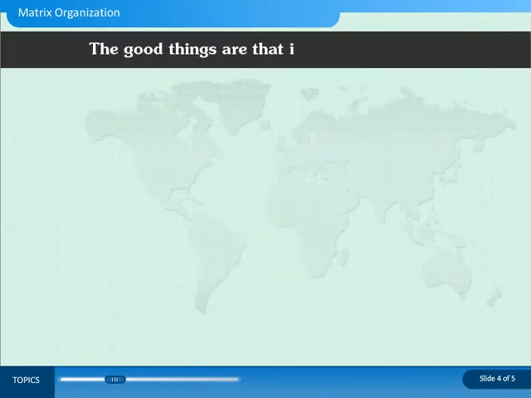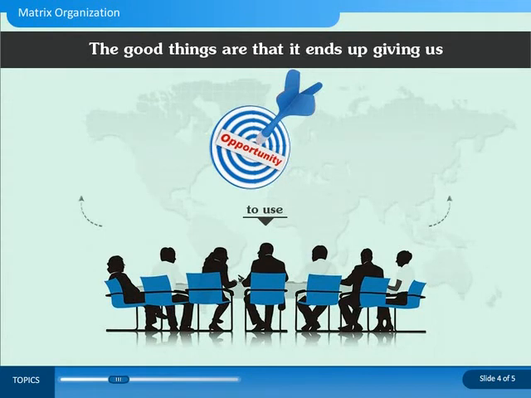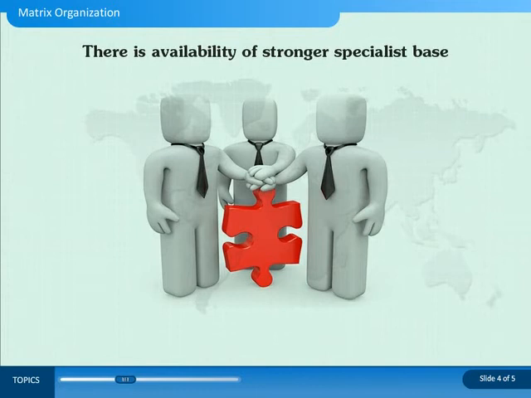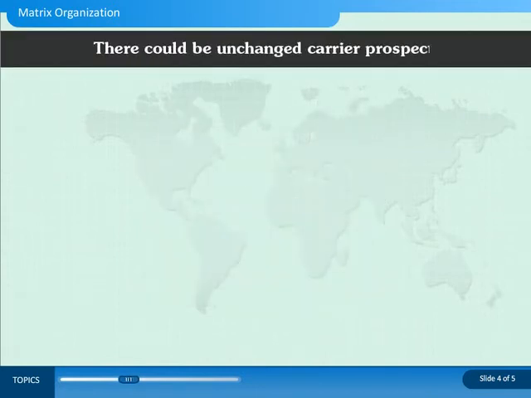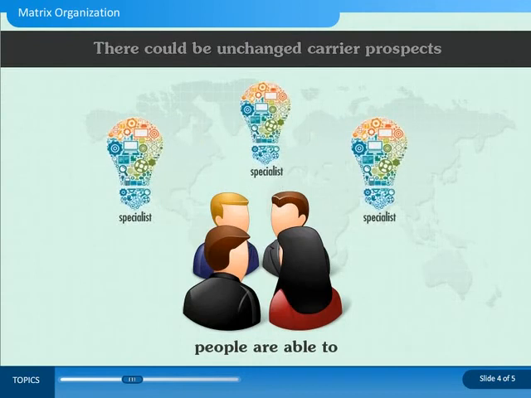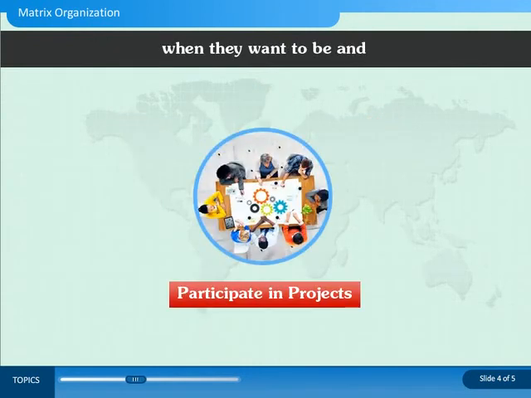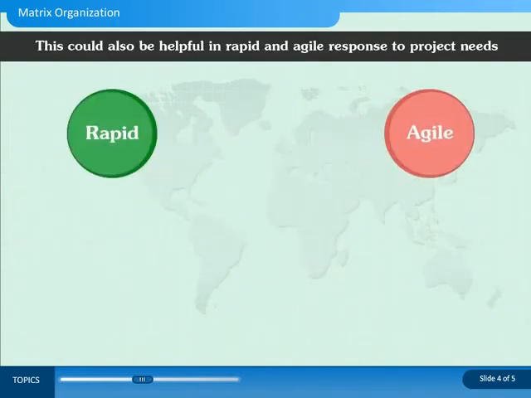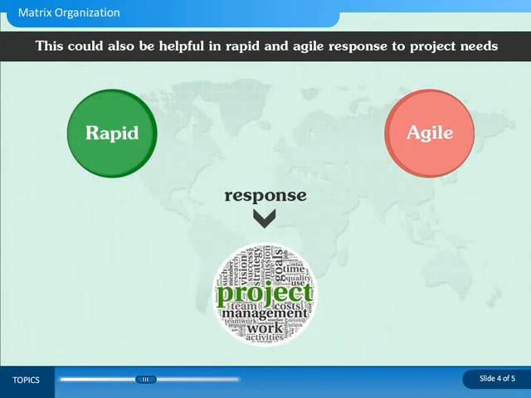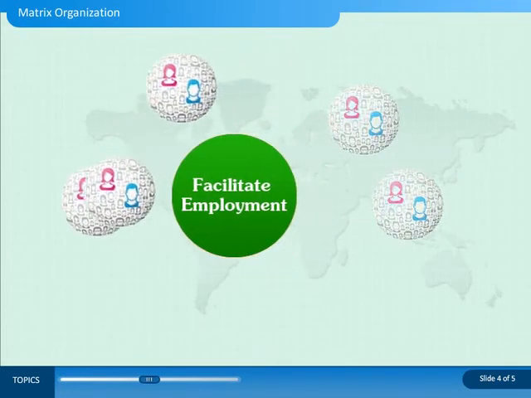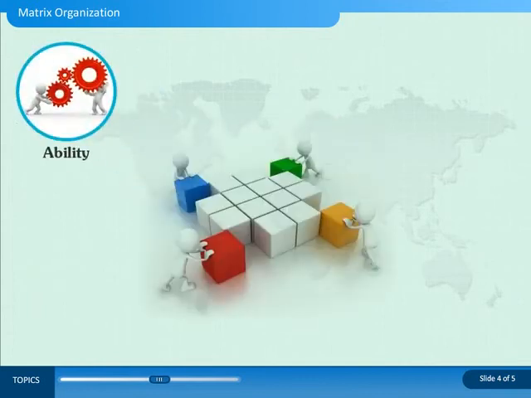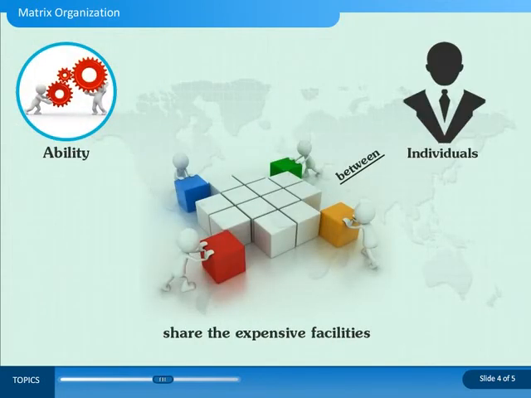The good things are that it ends up giving us the opportunity to use the resources economically and effectively. There is the availability of stronger specialist base. There could be unchanged career prospects because people are able to be specialists when they want to be and participate in projects and interact with people from other functions. This could also be helpful in rapid and agile response to project needs. This can facilitate employment of state-of-the-art technology and use specialists who are current with their knowledge of the discipline. There could also be the ability to share the expensive facilities between the individuals.